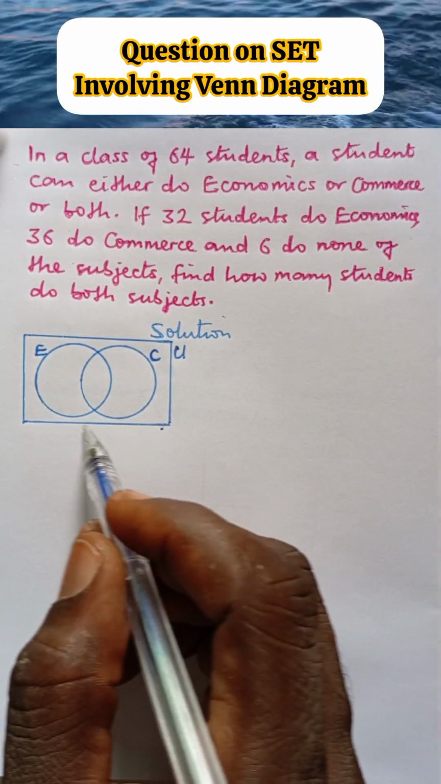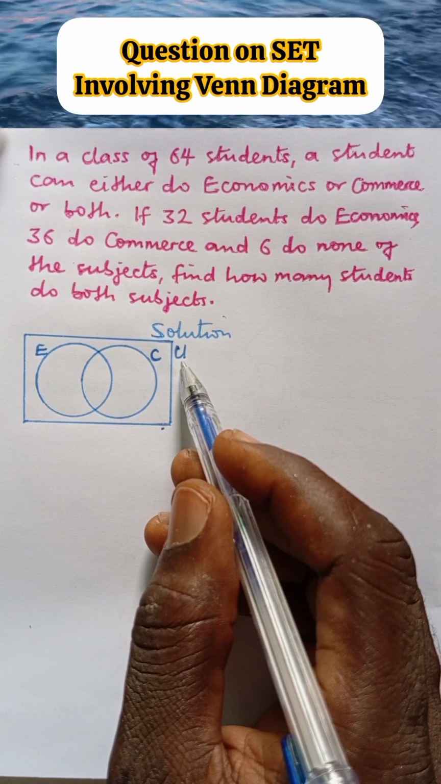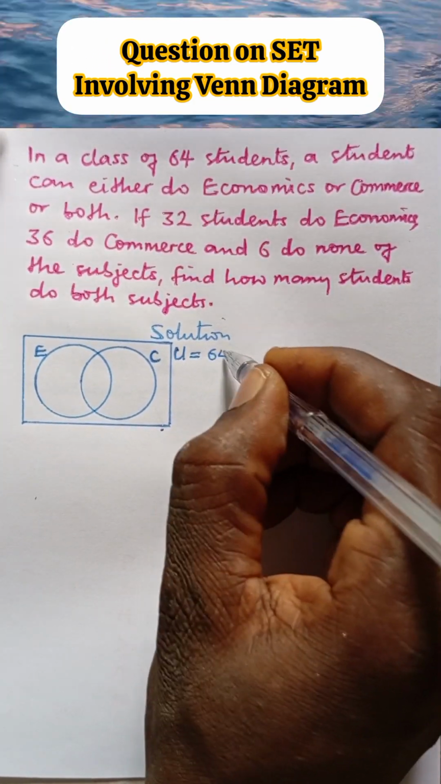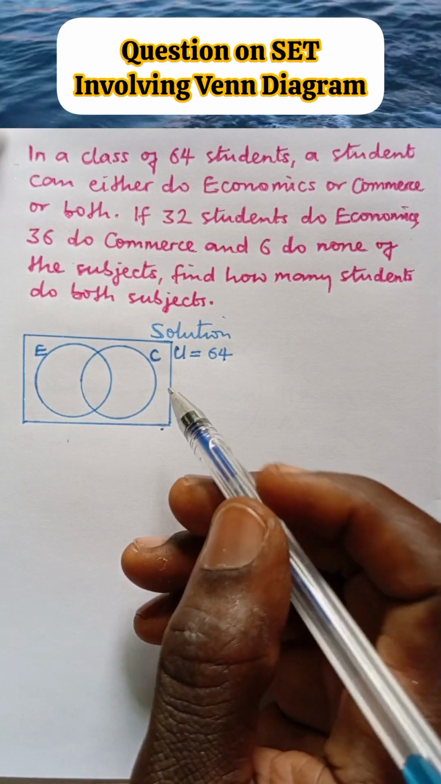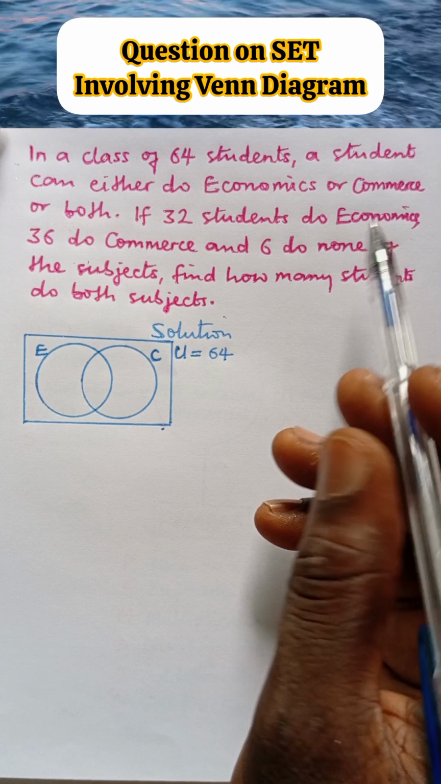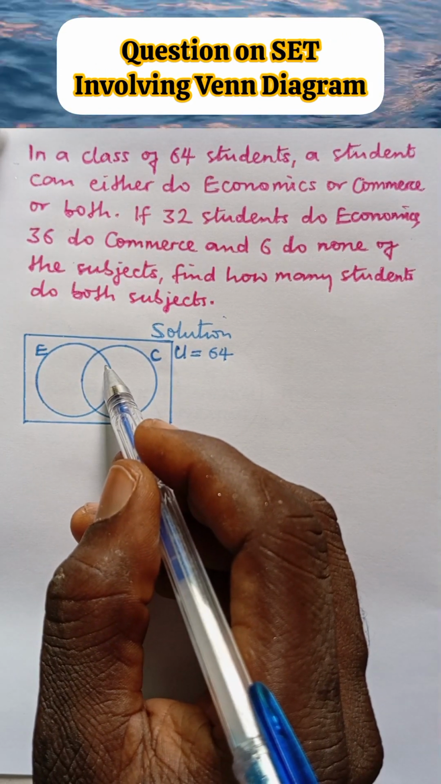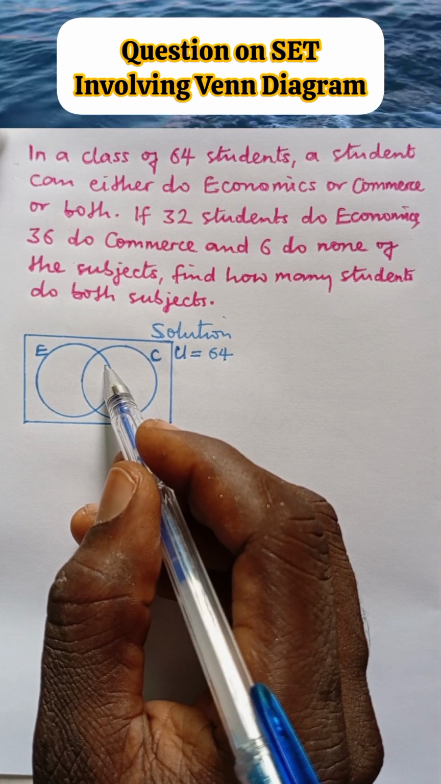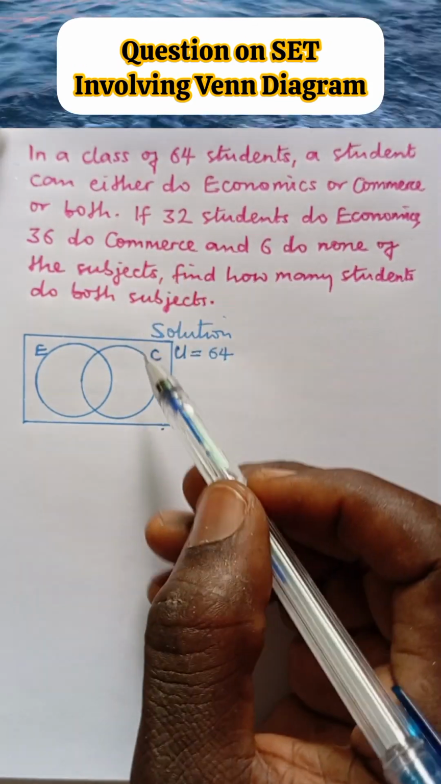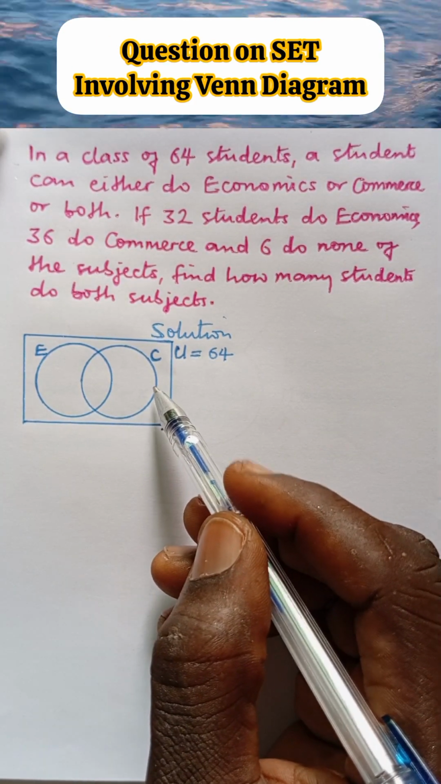This box represents the universal set indicated by U. It represents the total number of students in the class. So we can say U equal to 64. Now the question says 32 students do economics, which means this circle represents the total 32 students that do economics. And then we are also told 36 students do commerce. And also this circle represents the entire 36 students that do commerce.